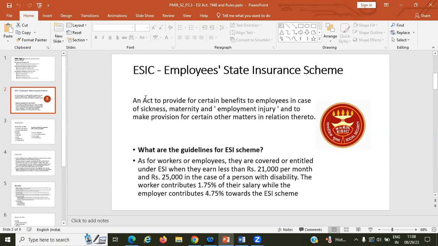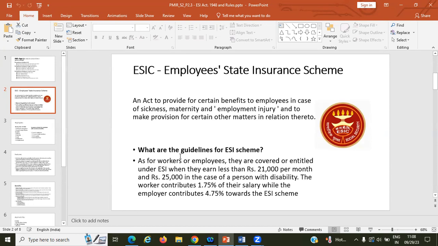So you will go through the list of benefits, what is covered, what is not covered in this act. Basically it is giving security to the employees who are working in an organization, the factory, and their family. It includes sickness, injury, employment injury, maternity, a lot of things are there.